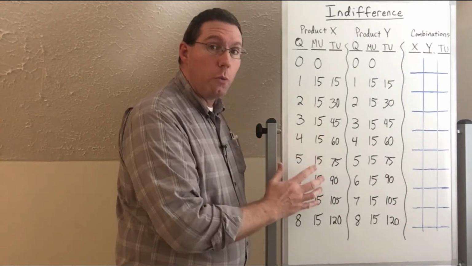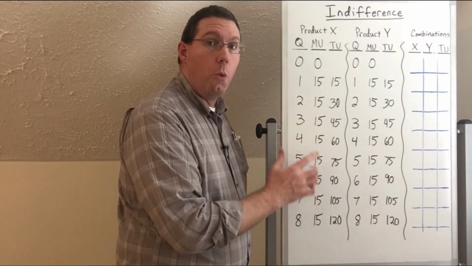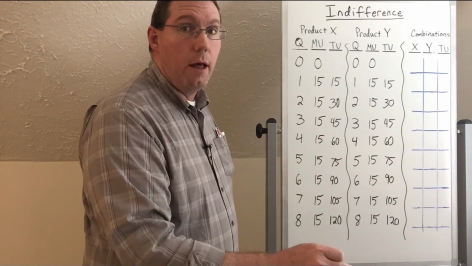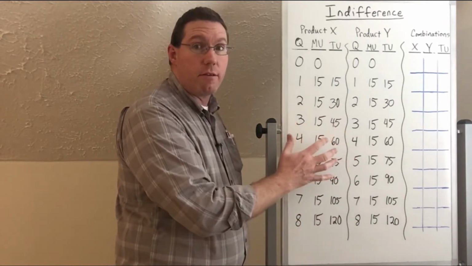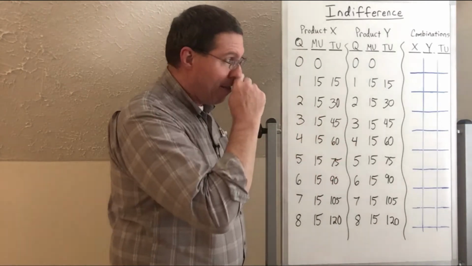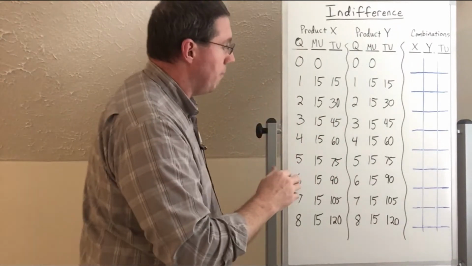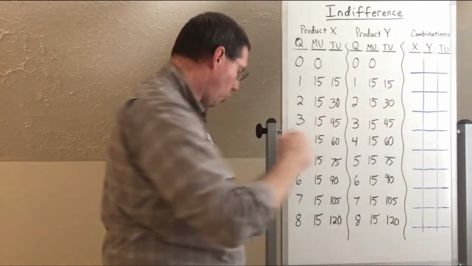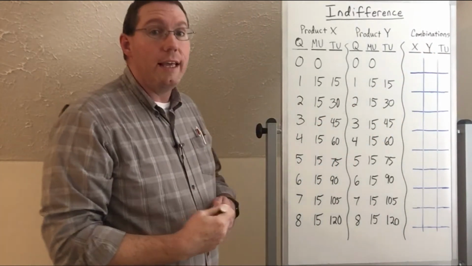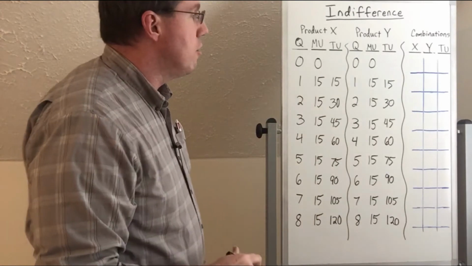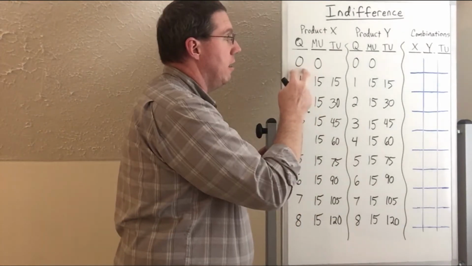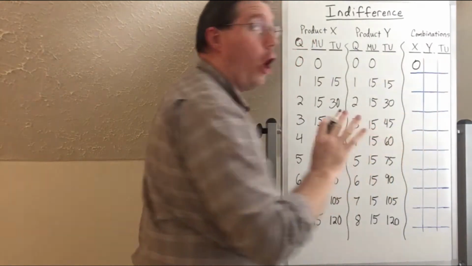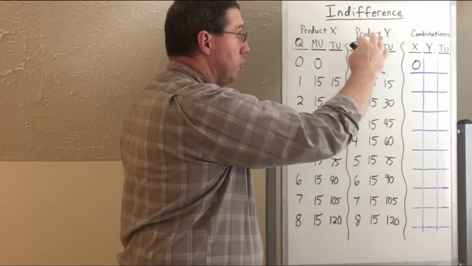But if we start with an unrealistic example, we can work our way to a realistic example once we understand the basics of the graph, okay? So here's what I want to do. I want to see how much total utility we would get if we consumed none, 0, of product X and all of product Y.